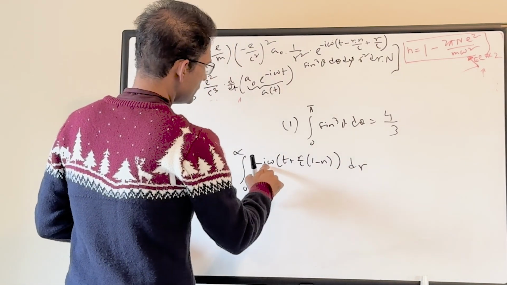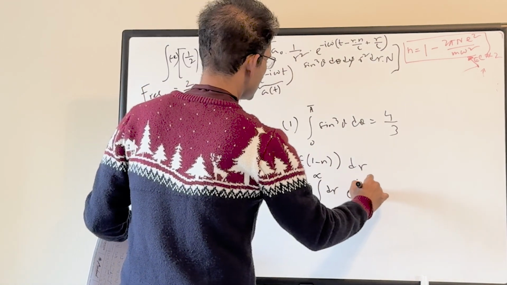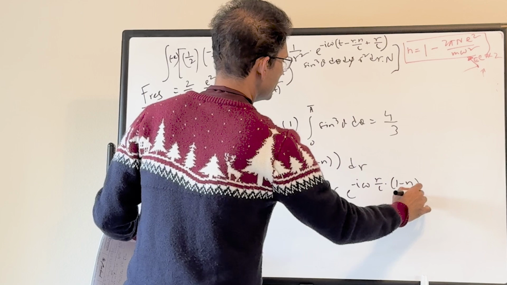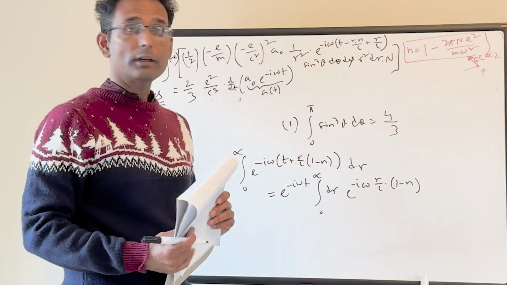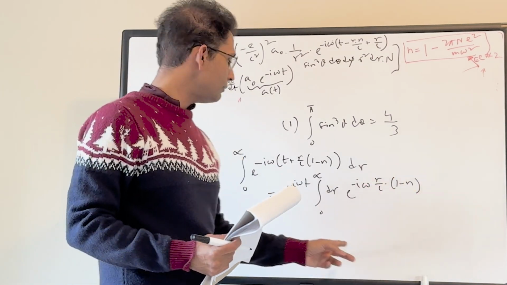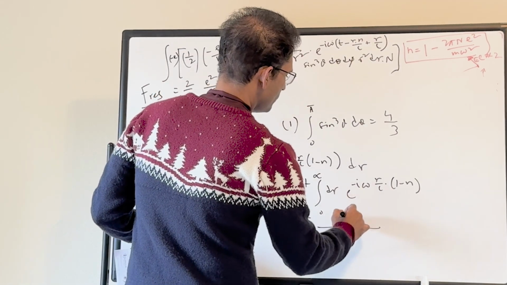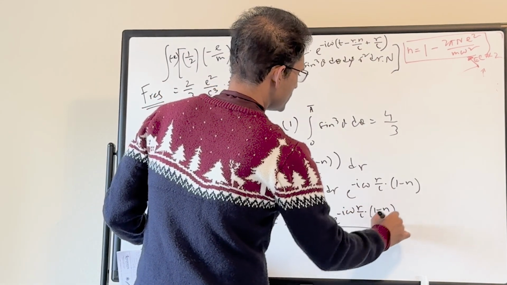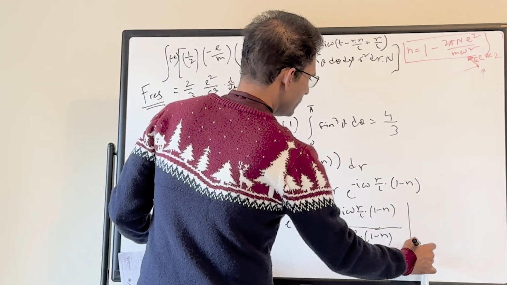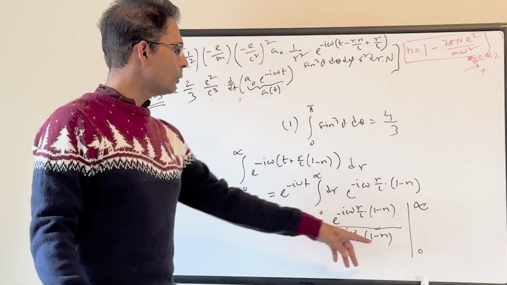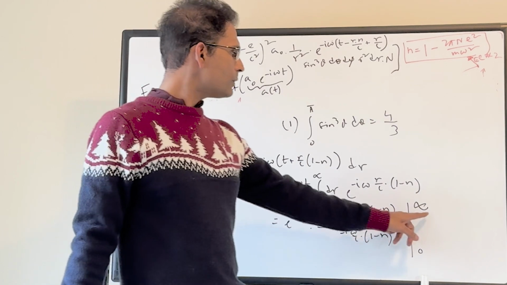The time part can be separated, so you'll have the integral from 0 to infinity of dr e to the minus i omega r over c times 1 minus n. Now how do you do this integral? You can write the antiderivative rather easily. The antiderivative is just e to the minus i omega r over c times 1 minus n, divided by minus i omega over c times 1 minus n, and you evaluate it between 0 and infinity. The lower limit, r equal to 0, is pretty simple. So what happens when r is infinity?